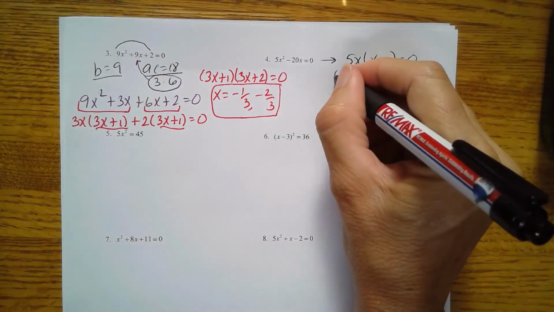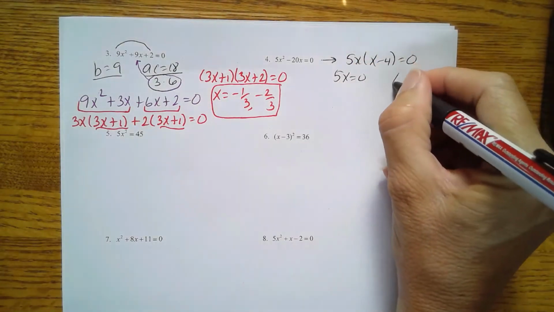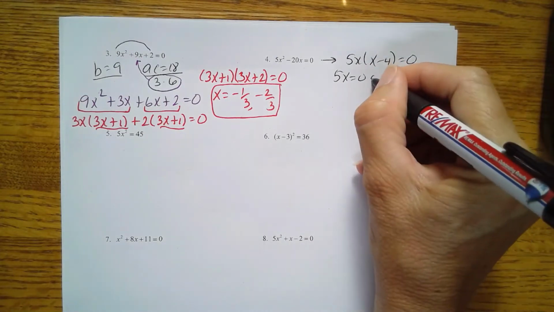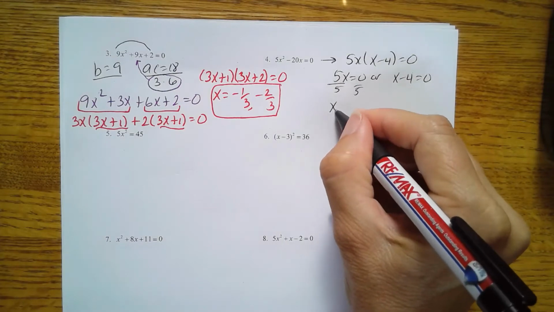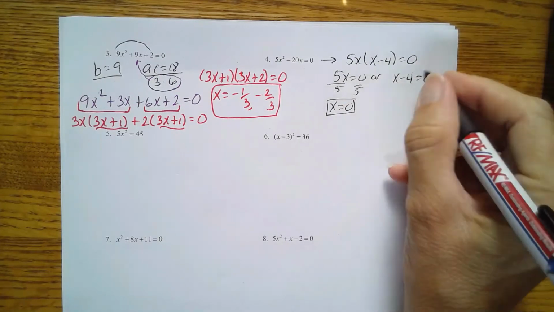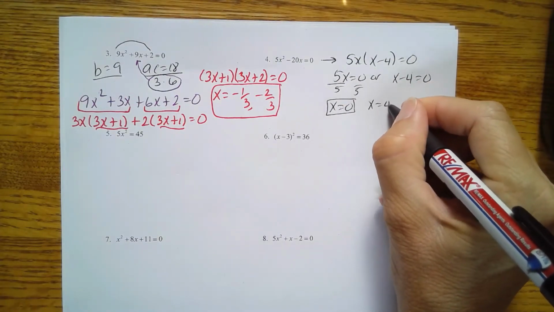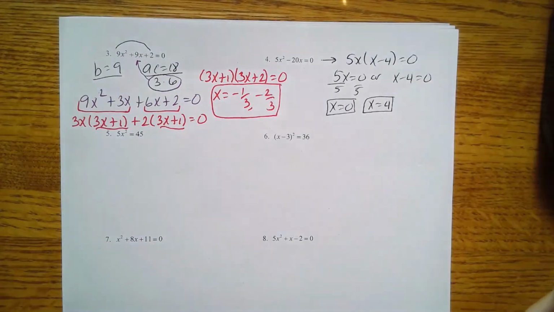So then we're going to set 5x equal to 0, or we're going to set x minus 4 equal to 0. Now in this one, when we divide by 5, 0 divided by 5 is just 0, so we get x equaling 0. Add over the 4, we get x equaling 4. Again, 2 answers. So I'm going to circle number 5 for you to do, for you to bring back to me.